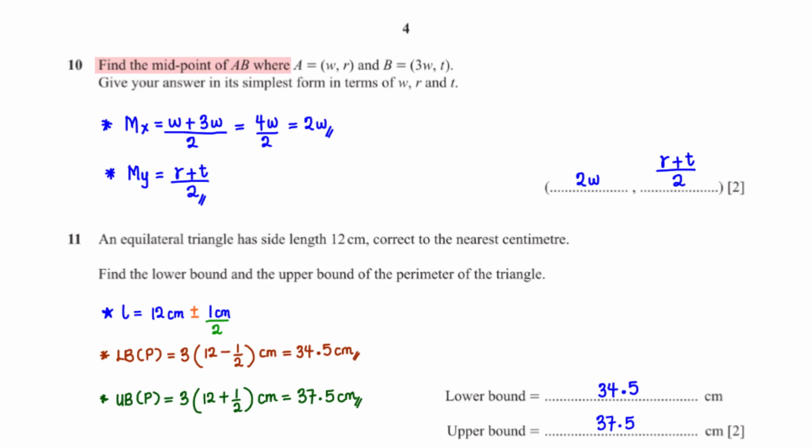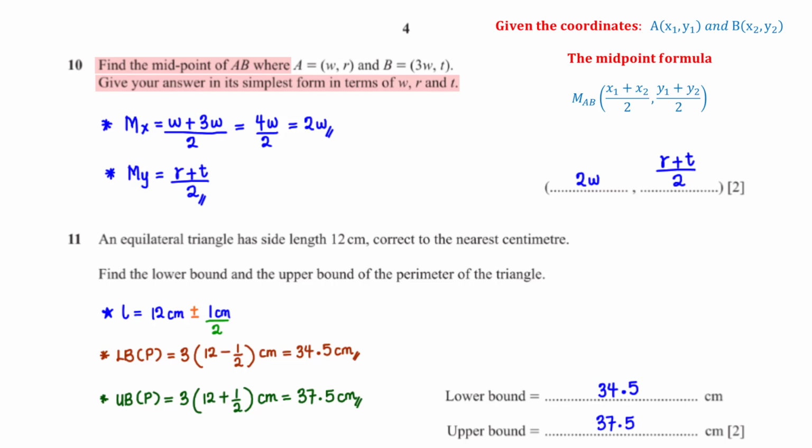Find the midpoint of AB, where A equals (W, R) and B equals (3W, T). Give your answer in its simplest form in terms of W, R and T. In this case, we need to apply the midpoint formula. So for the x-coordinate of the midpoint, we have W plus 3W divided by 2, which simplifies to 2W. And for the y-coordinate of the midpoint, we have R plus T over 2.